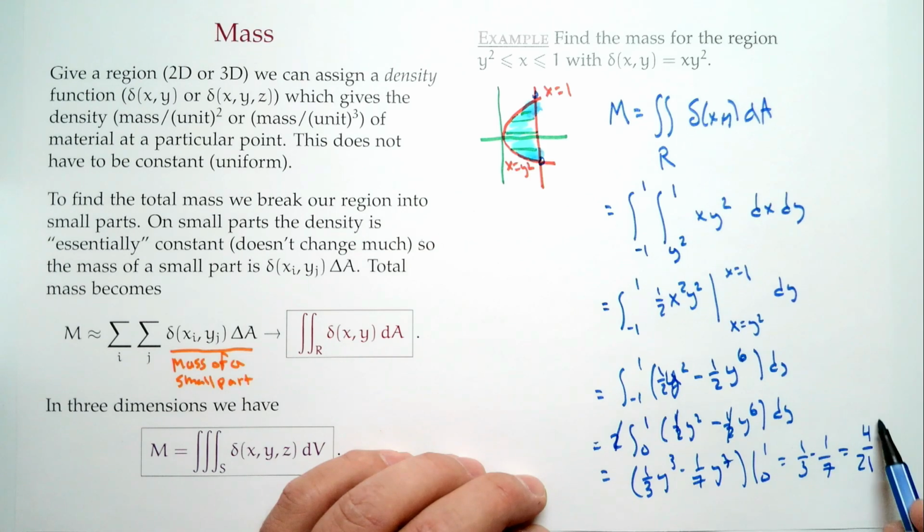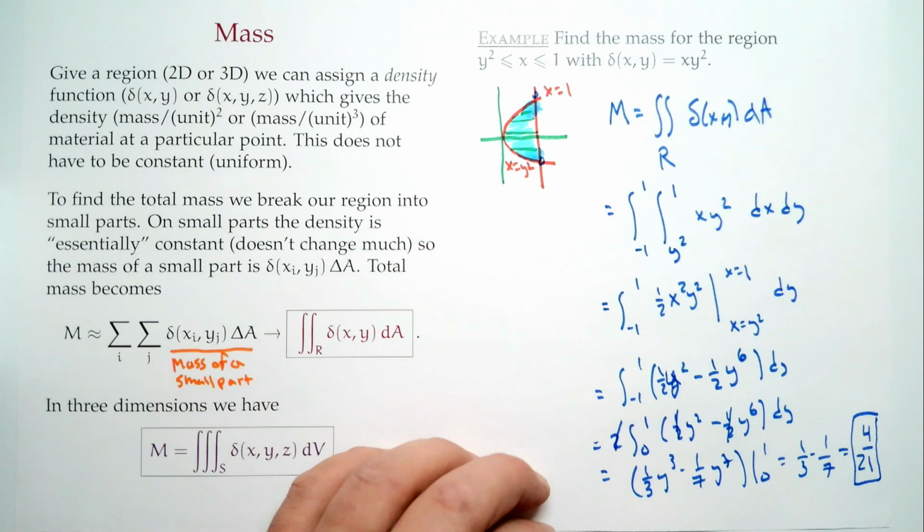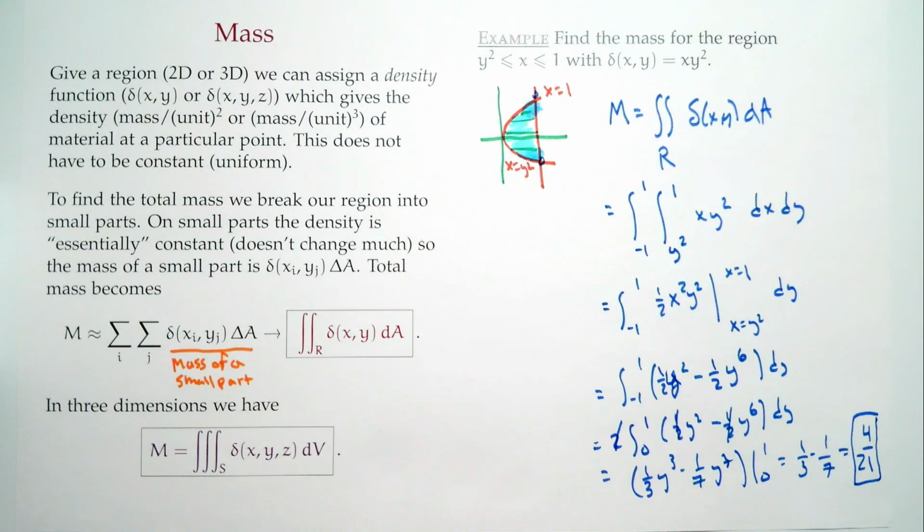Now, before you run away, let's ask ourselves a quick question. Is this at least reasonable? Yeah, I mean, we don't expect it to be a huge number. It's not very large density. It's not a very big region. If we had gone a negative number, would that have been reasonable? No! We'd go back and we'd check our work, because mass should not be negative. There's no anti-mass. And so now we're into applications. Make sure your answer is reasonable.